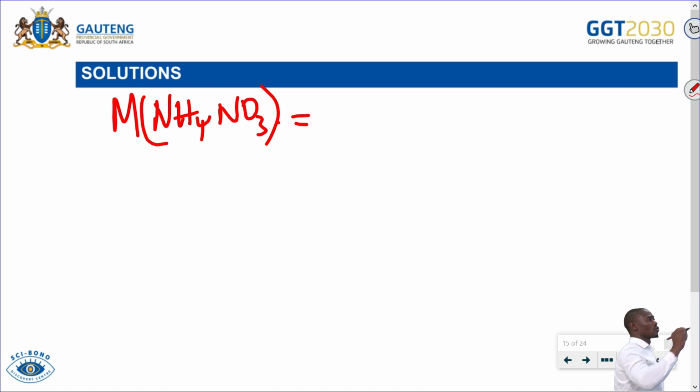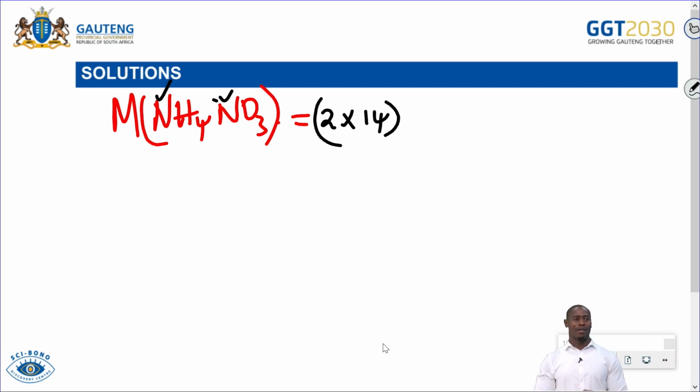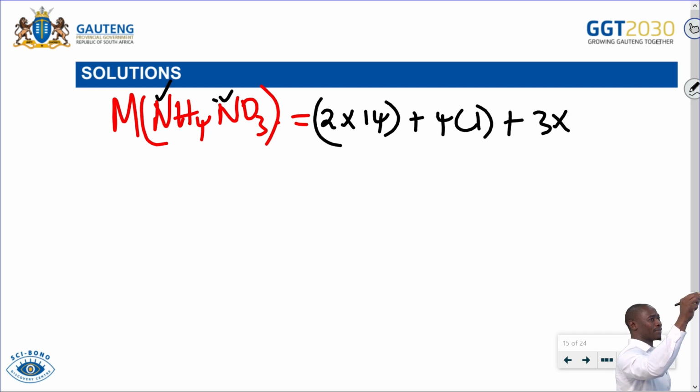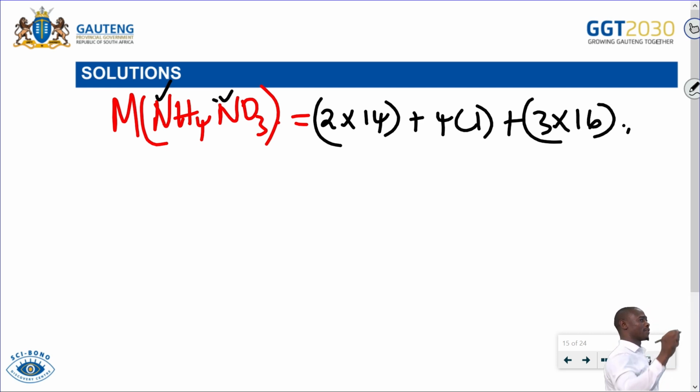right? So check here the number of nitrogen atoms. It's 1, 2, right? So it's 2 times what? 14. 14, that is the relative atomic mass of nitrogen from the periodic table. How many hydrogen atoms? There are 4, so it's 4 times 1. Plus how many oxygen atoms? There are 3. So it's 3 times 16.